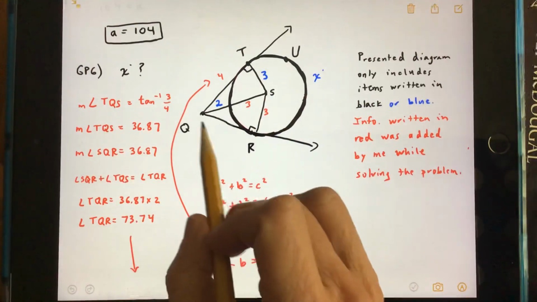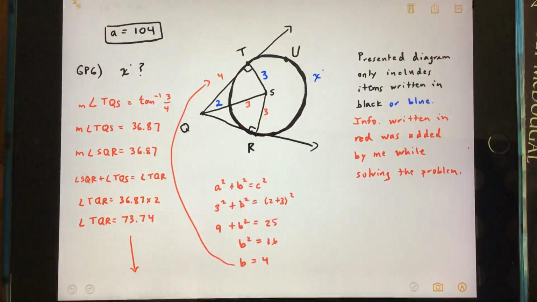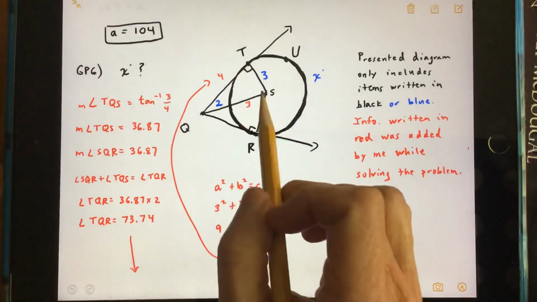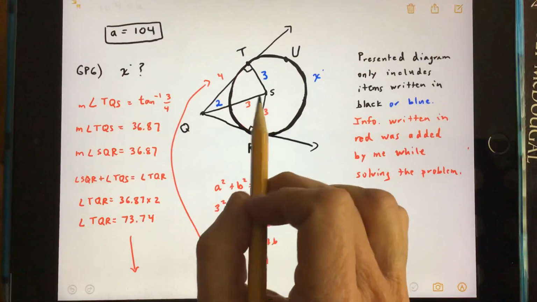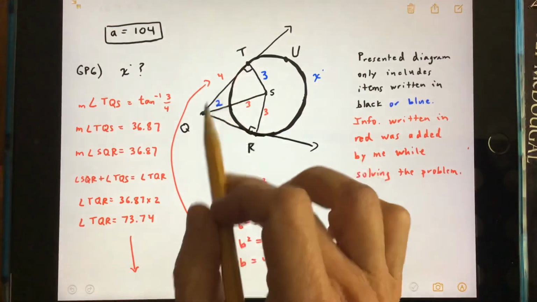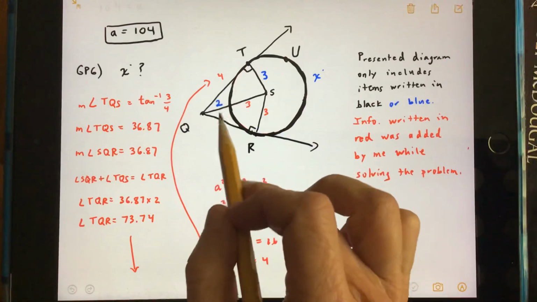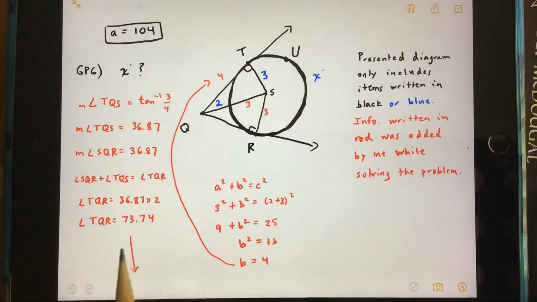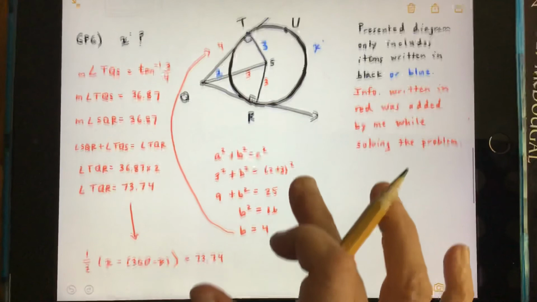That means this angle here, SQR, is also 36.87 degrees because those are congruent right triangles. When I put together the two angles, SQR and TQS, that's going to give me the measurement of this large angle. And so all I have to do is double 36.87, and that will give me the angle of TQR is 73.74 degrees. All right, next.